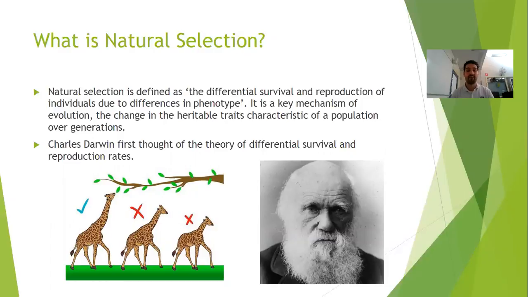So it's a key part of evolution. And the idea first came from Charles Darwin. He first thought of the idea that, hey, there must be something that's causing some organisms to survive and have a better chance of surviving, while others not so much.